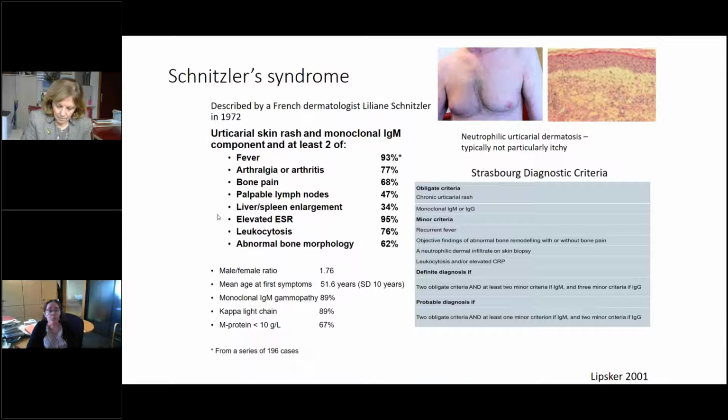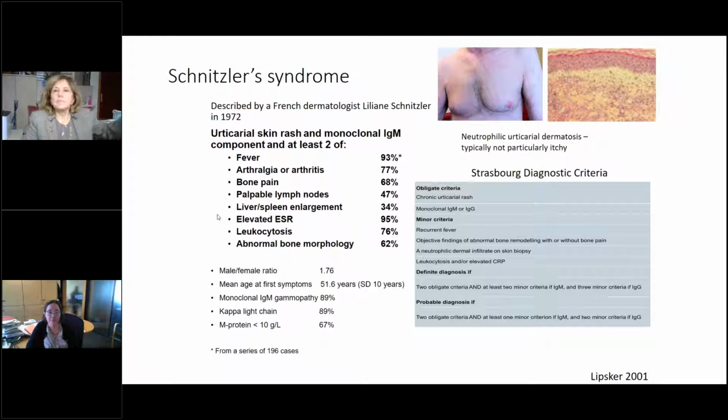The other disease that we worry about in adults is Schnitzler syndrome, which is a mimic of adult acquired CAPS. This is a disease that was described by the French dermatologist Liliane Schnitzler in 1972. It has diagnostic criteria, again validated, and this requires a chronic urticarial rash, which like CAPS on diagnosis is a neutrophil dermatosis, in association with a monoclonal gammopathy.